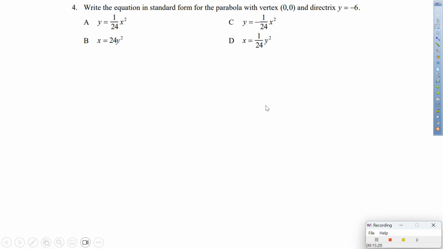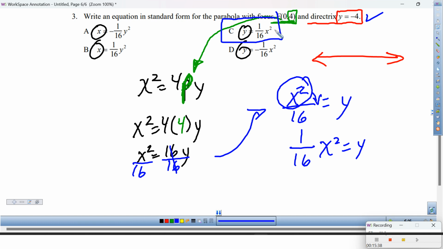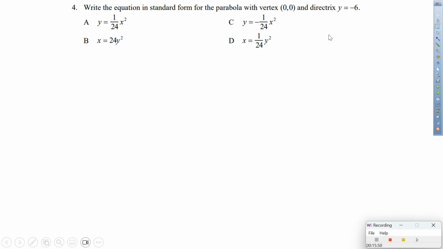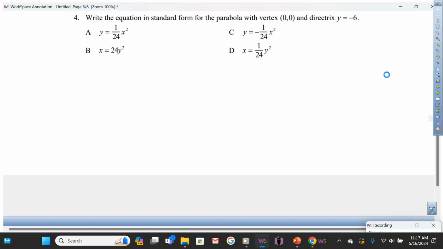Number 4, very similar. Look up. Write the equation in standard form for the parabola with vertex 0, 0, directrix y equals -6. Now, this was a tricky one. I kind of like threw a little curveball, see if you caught it. Look at the previous one. What did they give us on the previous one? They gave us the what? The focus, because we need it to substitute for P, right? Should they give us the focus on this one? No, but we can find it.